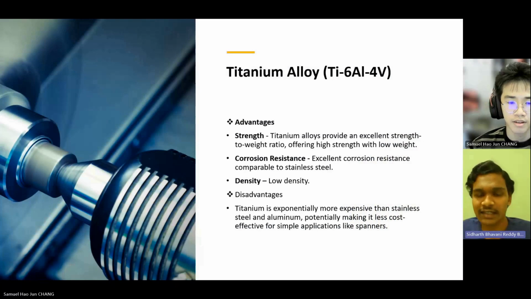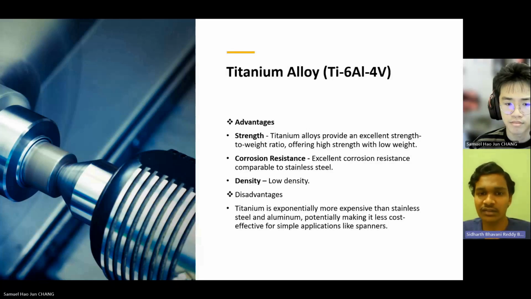The third contender is titanium alloy of grade Ti-6Al-4V. Titanium alloy is the most elite material to make a spanner. It has the highest strength, high corrosion resistance, and also comes with low density.